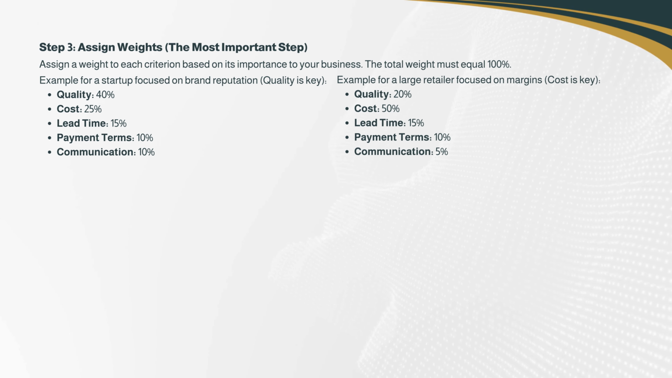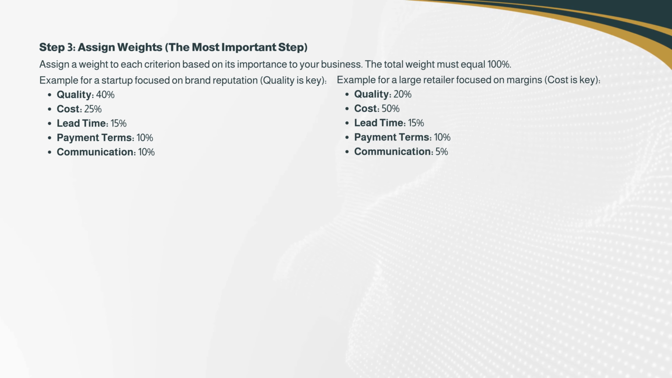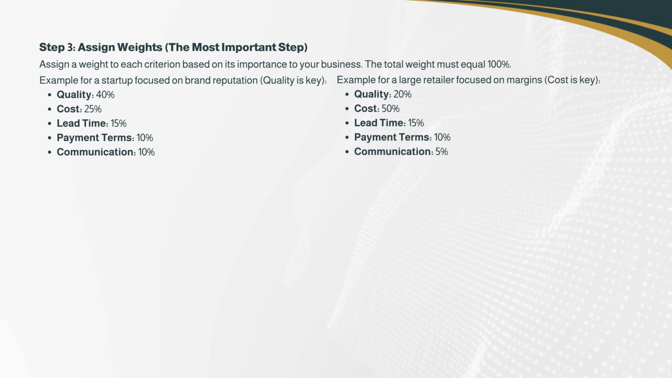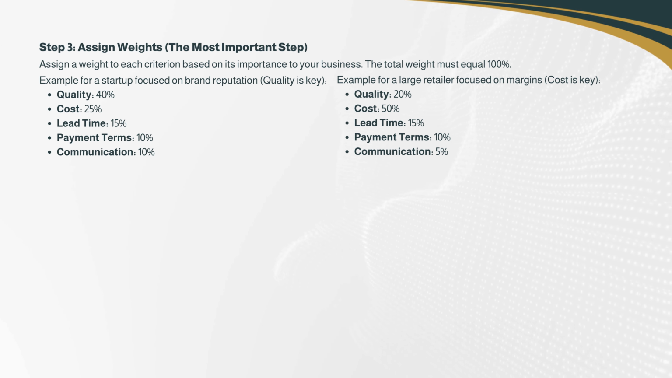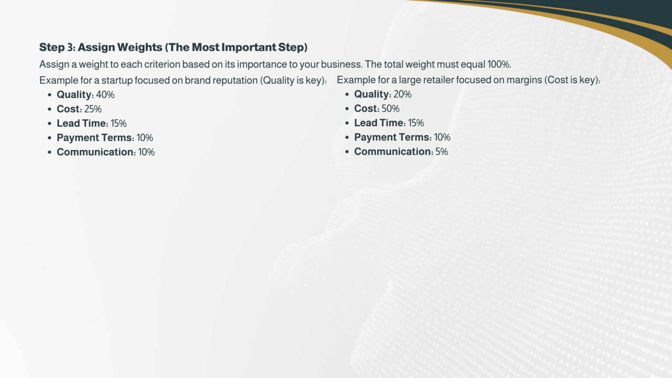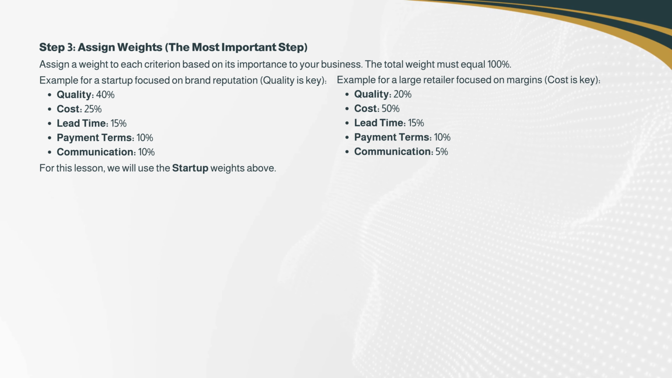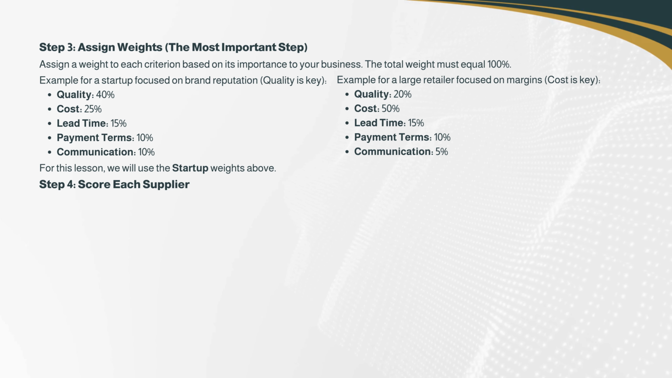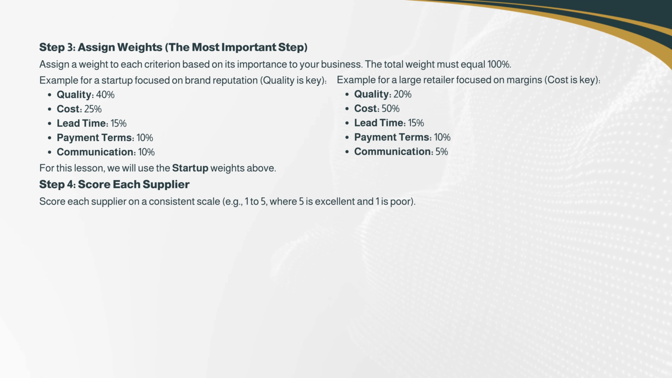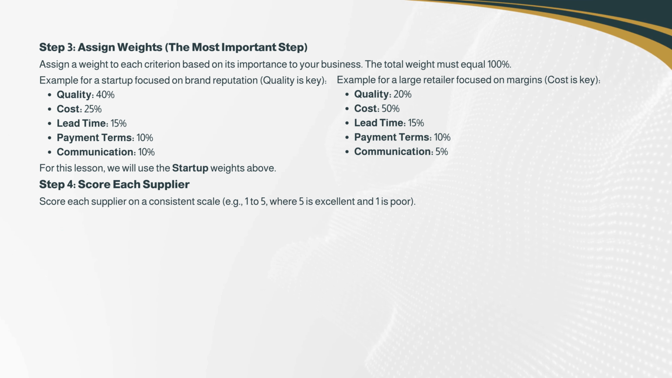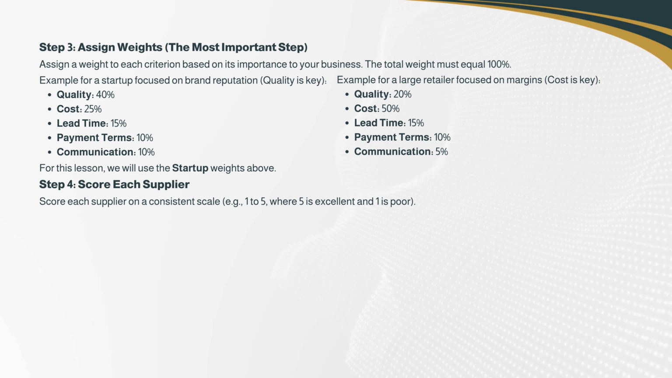Example for a large retailer focused on margins: cost is key, quality, 20%. Cost, 50%. Lead time, 15%. Payment terms, 10%. Communication, 5%. For this lesson, we will use the startup weights above. Step 4. Score each supplier. Score each supplier on a consistent scale, e.g., 1 to 5, where 5 is excellent and 1 is poor.